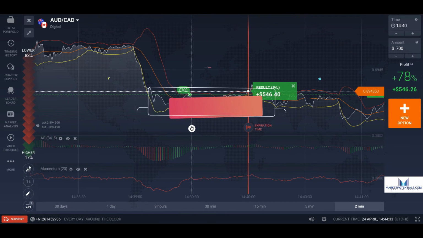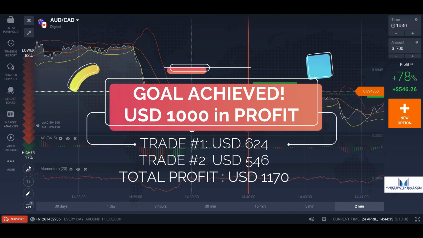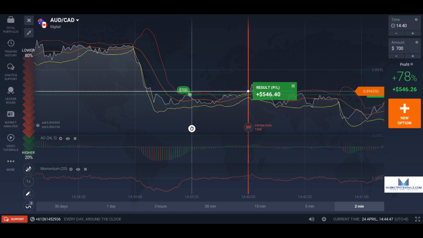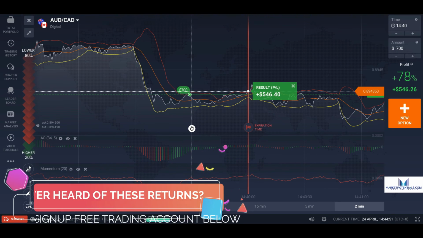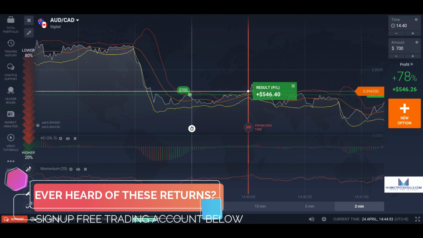So to recap, $624 on the first trade, $546 in profit on the second trade. I have just made over $1,000, so that's 1,170 US dollars in profit for today's trade.